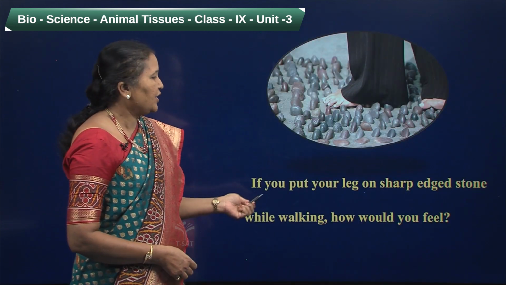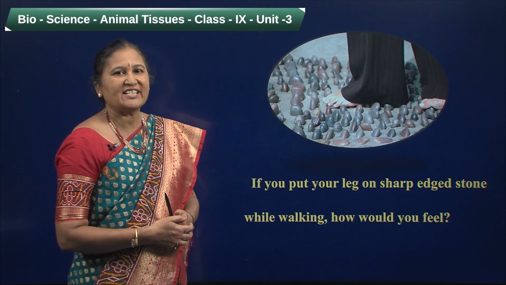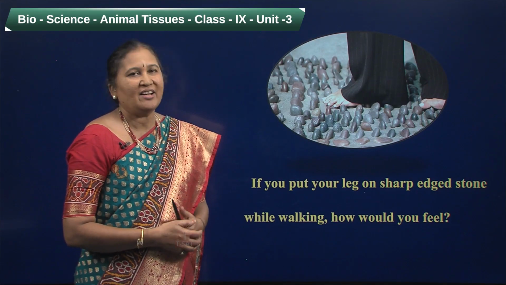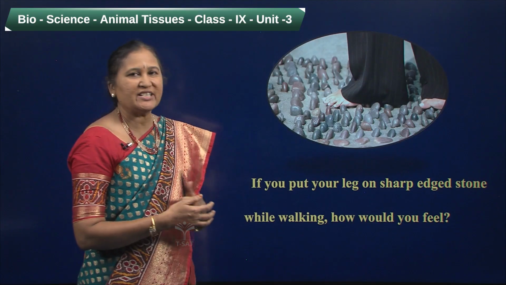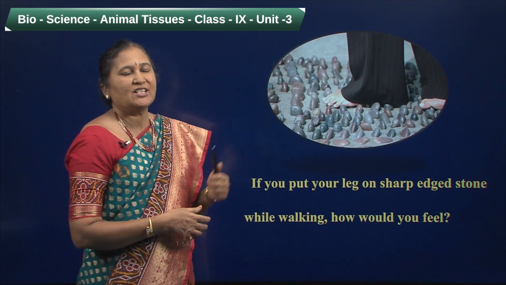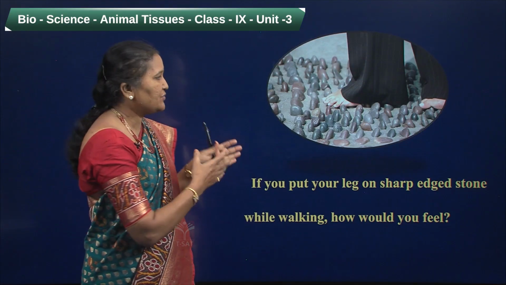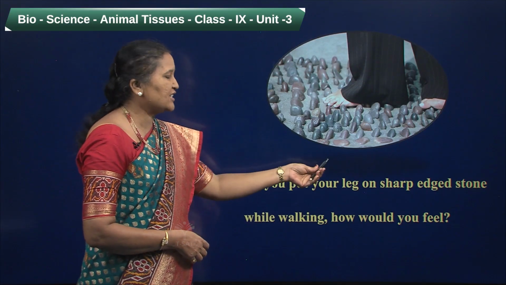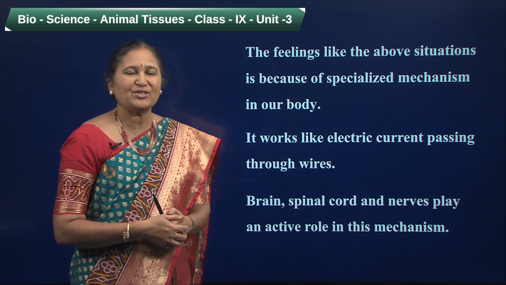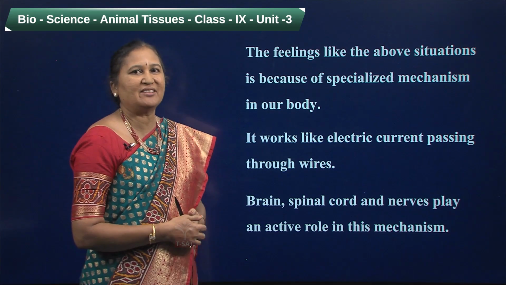Observe this picture. If you put your leg on a sharp-edged stone while walking, what will you do and how do you feel? Will you still walk on that sharp-edged stone? No. Your body immediately shows the response. So the system which works for this type of situation is called the nervous tissue. The feelings in the above situations are because of a specialized mechanism in our body.